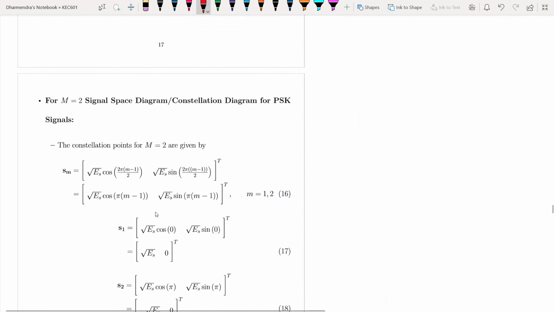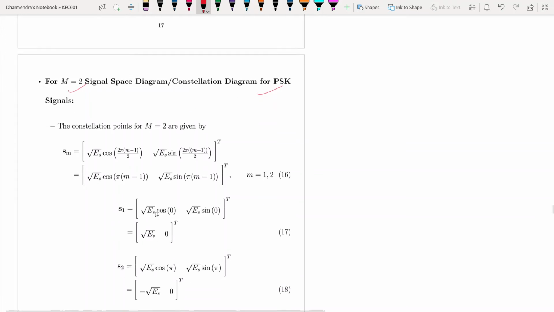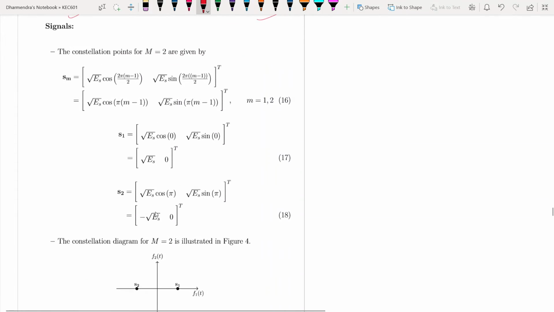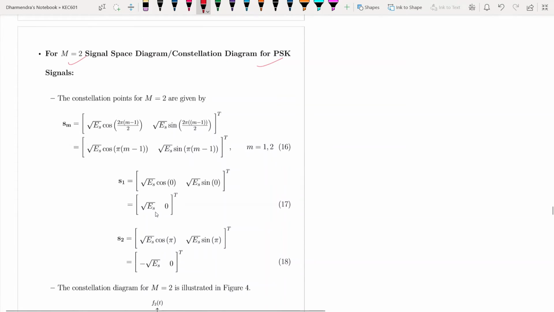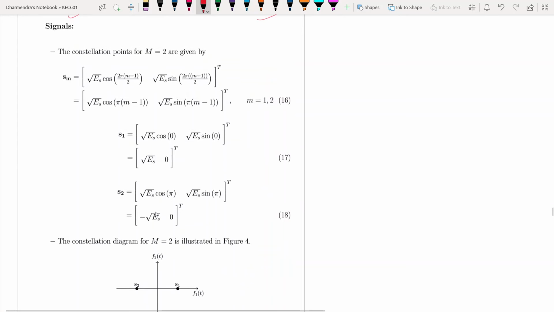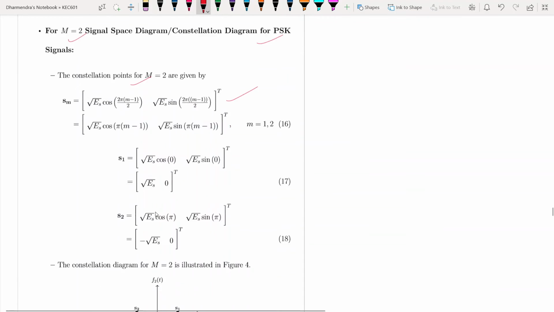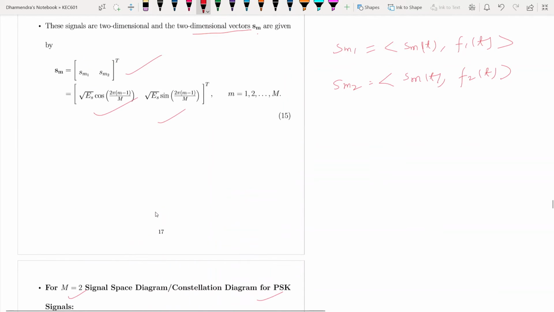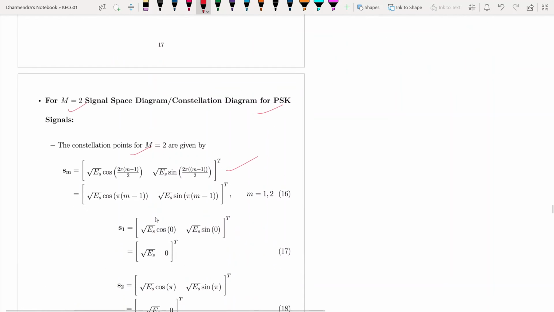So let us take one example. For M equal to 2, the signal space diagram for BPSK, binary PSK. The constellation points for M equal to 2 are given by this. Substitute M equal to 2 in this formula. So this can be written like this, and after simplification, it can be written like this.